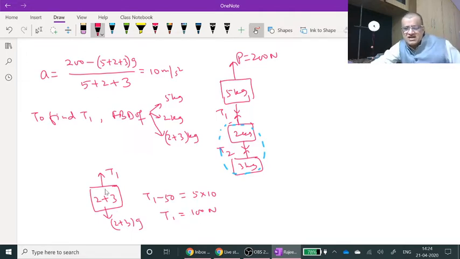50, 60. Achha, that 60 was this. Have I committed some mistake? T1 minus 5G, which is 50, is equal to M into A, and A was 10, so 50. This is coming out to be 100. Udbhav, will you please check who is wrong? Who has committed a silly mistake, you or me?